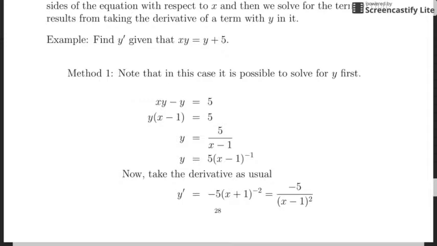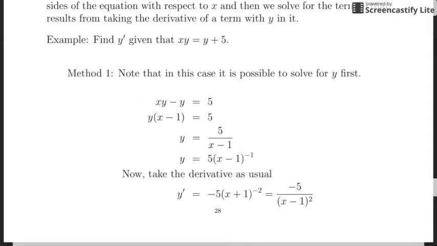So for example, let's find y prime where we're looking at the function xy equals y plus 5. Now, method number one is to go back to our old way of handling a problem like this, and that is to make it explicit. It's not always possible, but in this particular case, it is. So it is possible to solve for y.